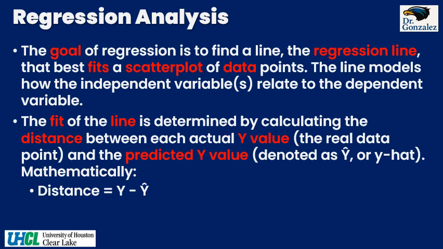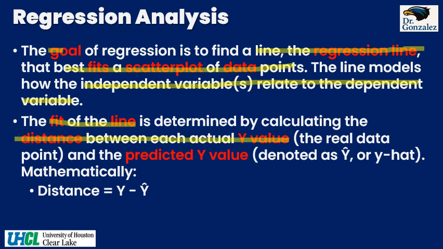So in regression, we have a goal of finding a line, and we call that line the regression line, and that line is going to best fit a scatter plot of data points. That line is a model, taking your independent variables and relating them to your dependent variable, okay? So we're going to calculate the fit of a line by calculating the distance between each actual y value, the data point itself, and what we call the predicted y value, or the y hat. So mathematically, distance is going to equal y minus the predicted y.